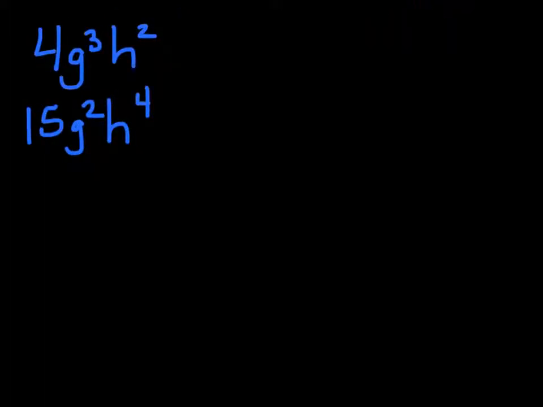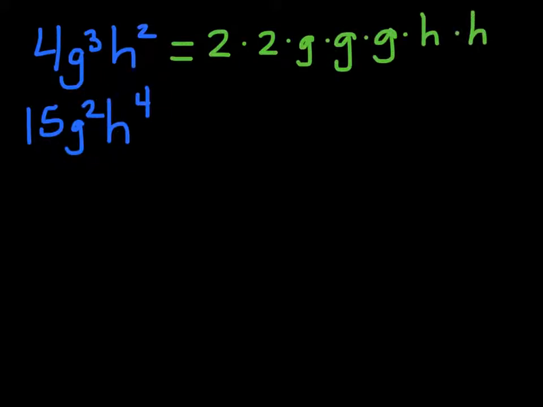Let's find the least common multiple of one more set of monomials, since this is a pretty new idea to us. So let's factor 4g cubed h squared, and then find the least common multiple that it has with 15g squared h to the 4th power. So first let's factor 4g cubed h squared. That will be 2 times 2 times g times g times g times h times h.